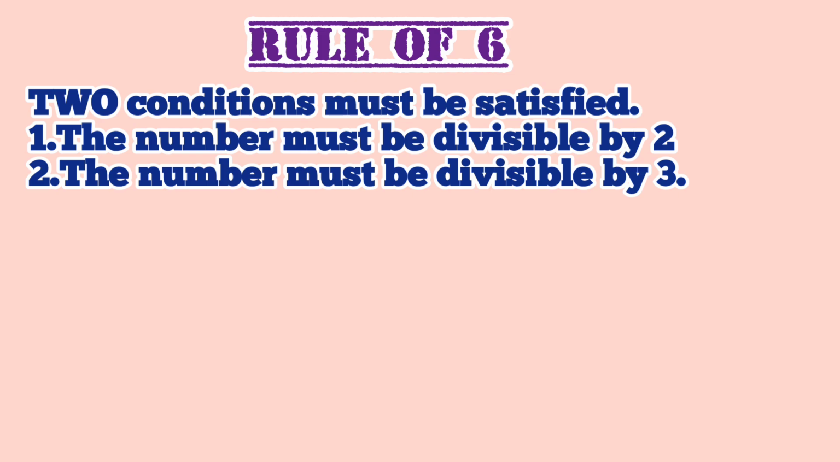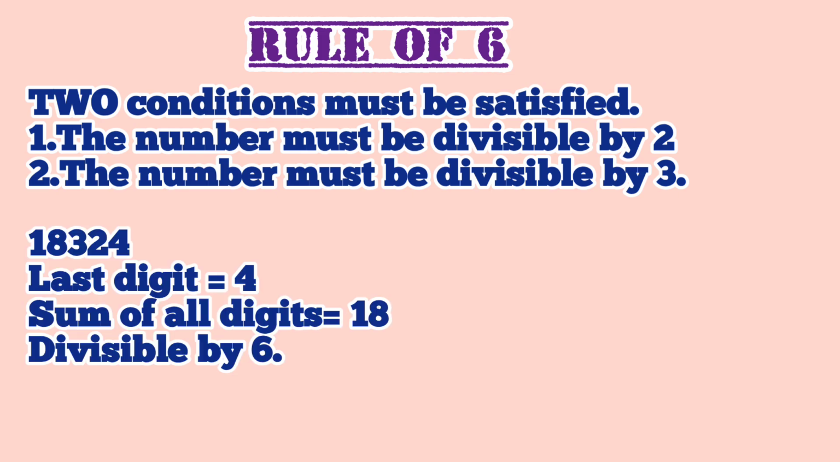Now let's learn the divisibility rule for 6. Many students try to memorize a separate rule, but there is an easier way. Since 6 equals 2 times 3, a number is divisible by 6 only if it is divisible by both 2 and 3. Let us see an example. I take the number 18,324. First check the divisibility rule of 2. The last digit is 4. So, the number is divisible by 2.